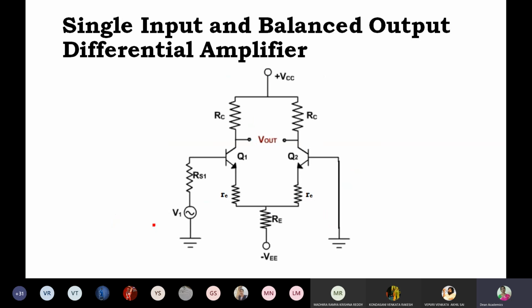And now, today what we are going to do is the third configuration. What are the 4 configurations of differential amplifiers? Dual input balanced output differential amplifier. Dual input unbalanced output. Single input balanced output differential amplifier. Single input unbalanced output differential amplifier. Okay. So first one we have completed, and the second one also in yesterday's class we have completed. This is the third configuration, that is single input balanced output differential amplifier.